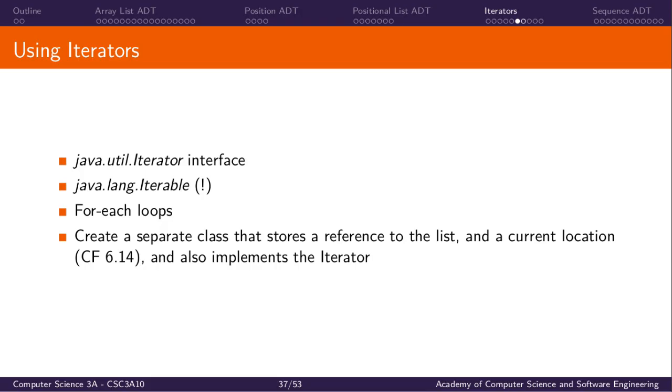All right, and that Iterable interface simply says that if this particular data structure that we're working with implements Iterable, then it has a method iterator that can return an iterator over that data structure to us.